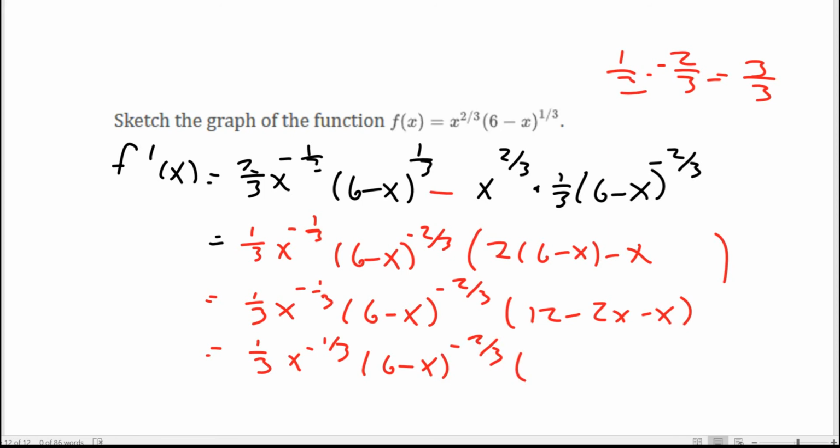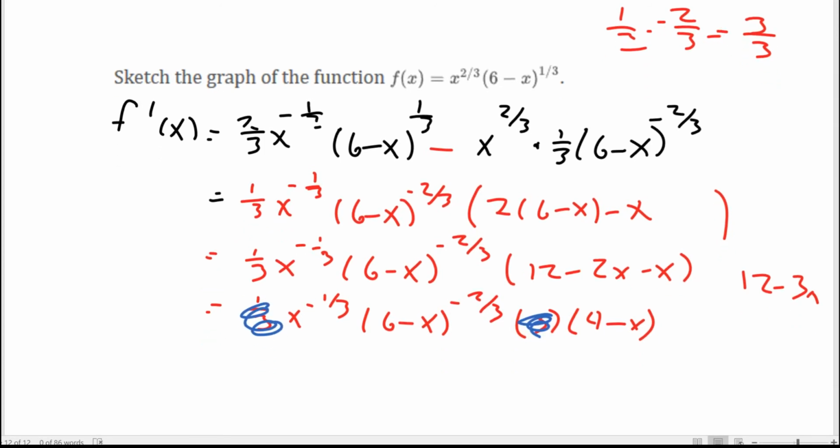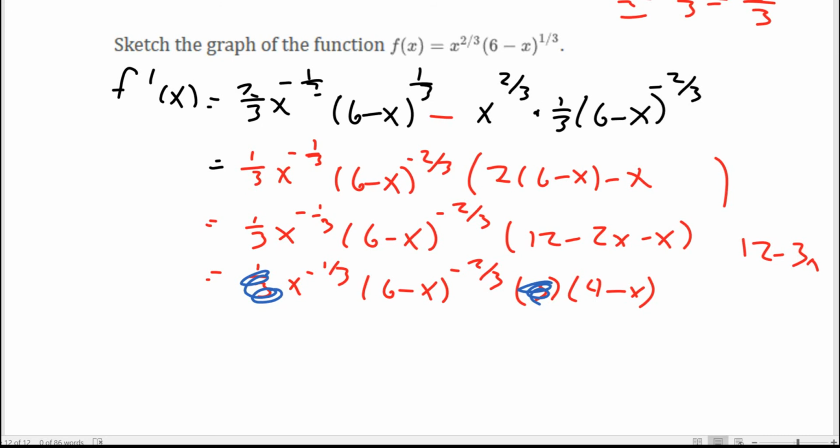And if I simplify that, what do we get? 12, oh yeah, look, 12 minus 3x, I could factor a 3 out. And then that would leave me with 4 minus x. And then notice this is kind of nice. The 3 times the 1/3 gives me a 1. So f prime of x, after all of that work, you're going to have a 4 minus x in the top, and then the bottom, an x to the 1/3, and 6 minus x to the 2/3.